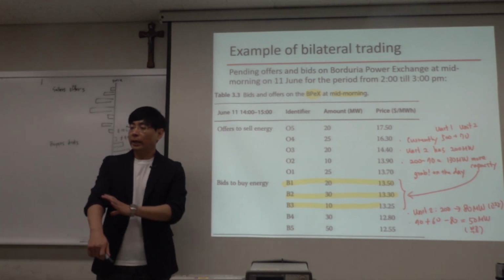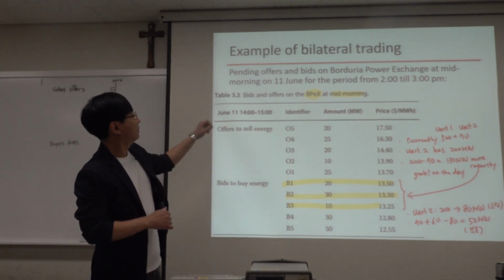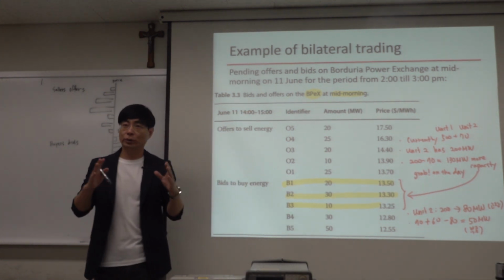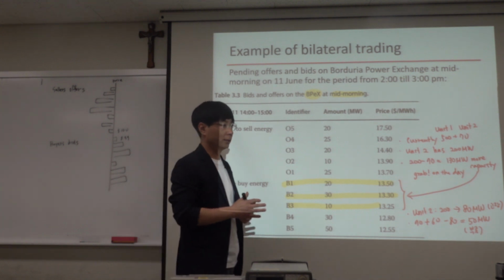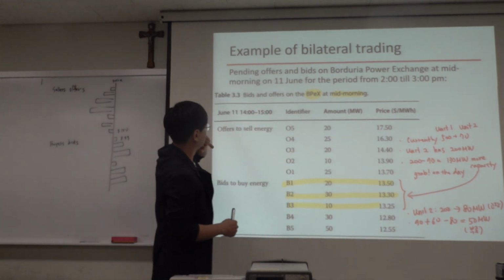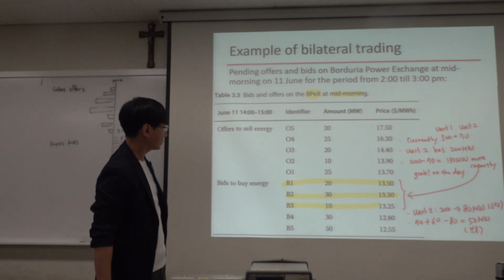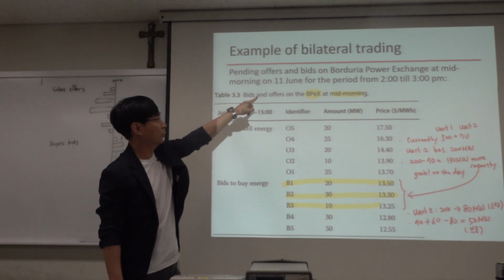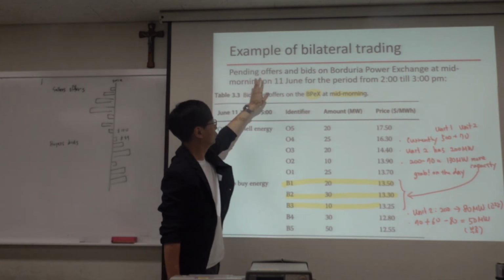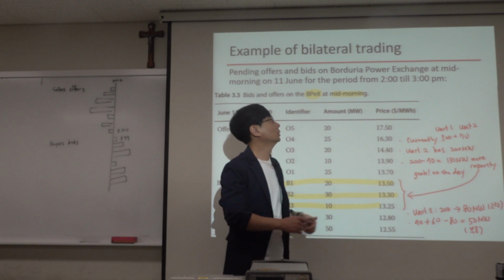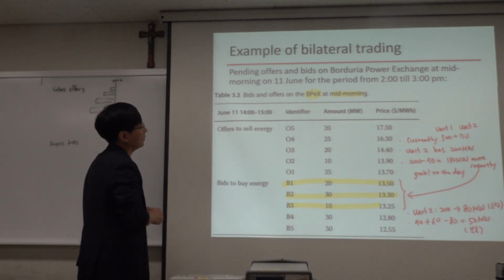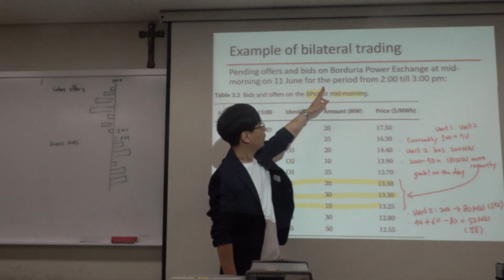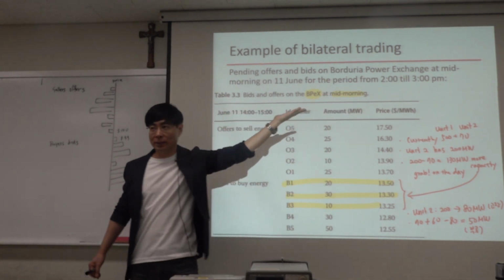Okay, and as time goes on, finally, today is June 11th and mid-morning. This is the order book: the pending offers and bids on the Bulgaria Power Exchange at mid-morning on June 11th for the period from 2 to 3 p.m. Like KPX, Bulgaria Power Exchange acts as an ISO.